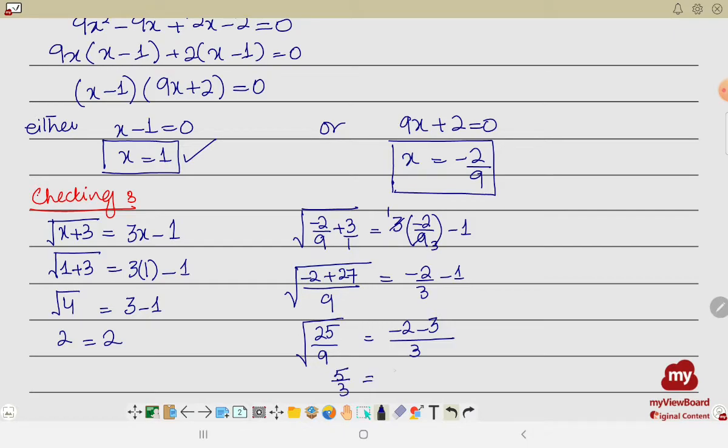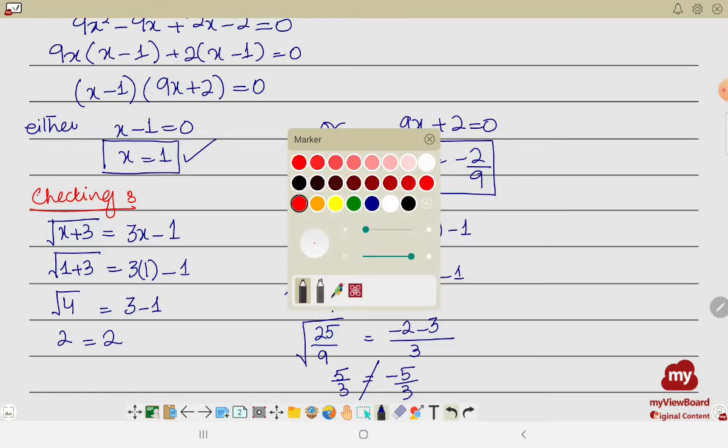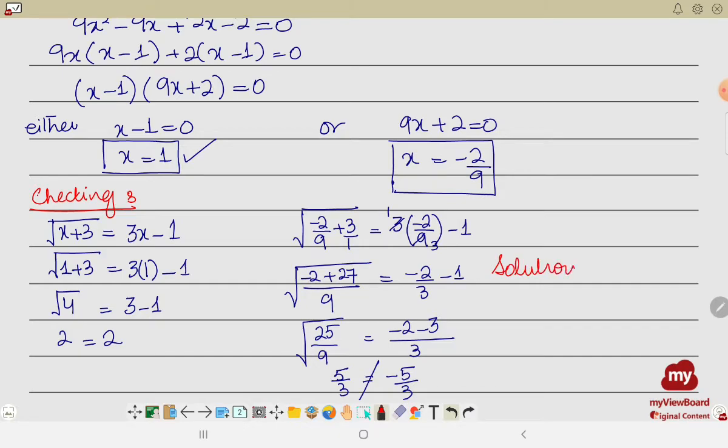And on the right hand side, when you solve it, we will get minus 5 by 3, which is not equal to the left side. So one solution will be x equal to 1, and for x equal to minus 2 by 9, we'll write it as an extraneous root. Let's write down the answer. So you write the answer like this. The solution set will be x equals 1, and the extraneous root is minus 2 by 9.